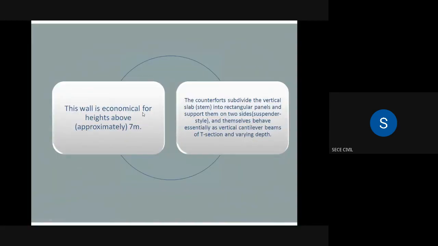This wall is economical for heights up to about 7 meters. So we can build the retaining wall up to a height of about 7 meters. The counterfort subdivides the vertical stem into rectangular panels and supports them on two sides, and they themselves behave essentially as vertical cantilever beams of T section and varying depths. That is what they are mentioning.